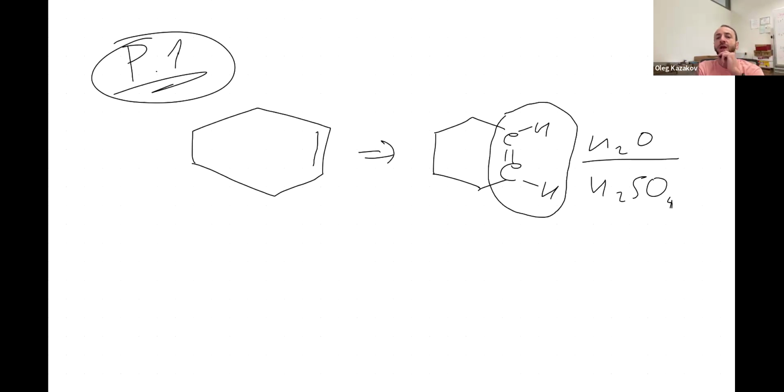4 single bonds each. So these are sp3 hybridized carbons, 1, 2, 3, and 4. So they will not be participating in the hydration reaction. So yeah, only these ones. So sp2, sp2, right?